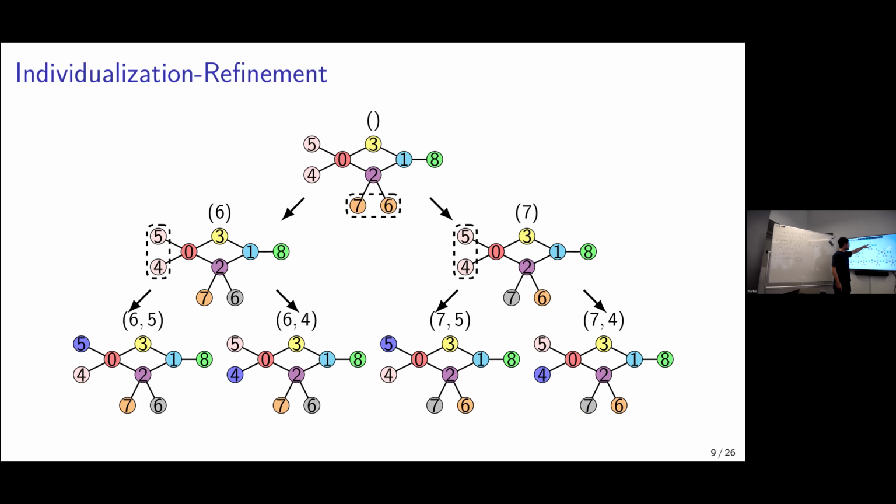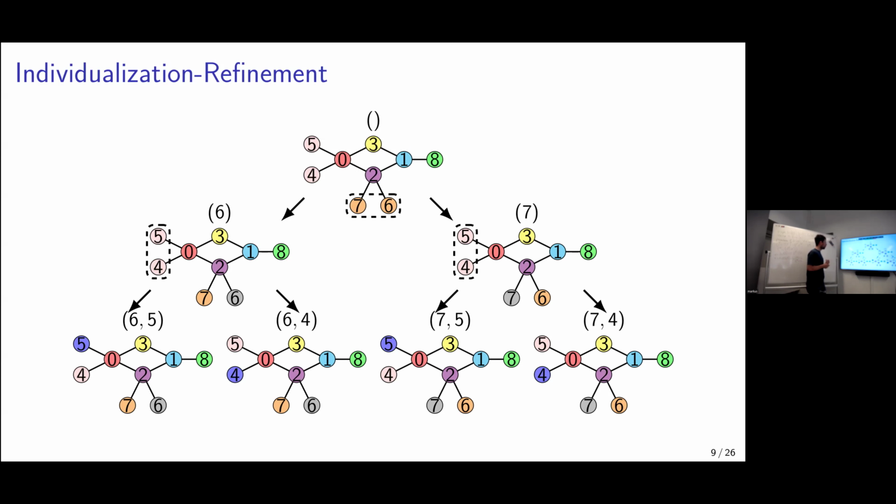We append this to the existing sequence. So here we get 6. We've individualized 6. You get 7. We individualize 7. And then we repeat the process. So then we plug this refined coloring into the cell selector. It gives you this cell here, and then you go further, and you get these 4 different discrete colorings of the graph.